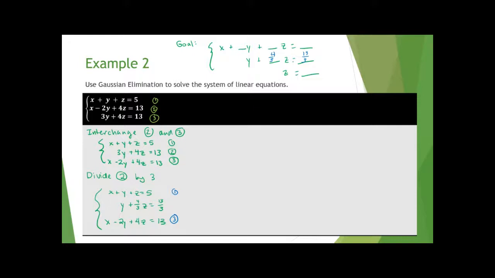So, and you can do these multiple ways. This is part of the thinking process, is that how you do these, it depends on where your brain goes and what you think is easiest. So I'm going to interchange 1 and 3. And that's just so that that third row, I have Z by itself. I don't have a coefficient I have to worry about.